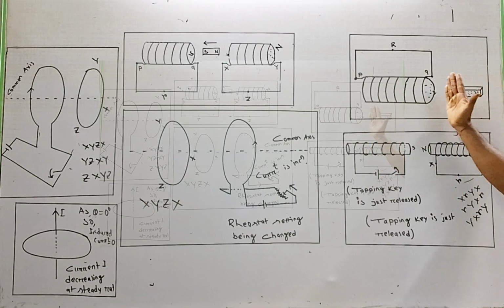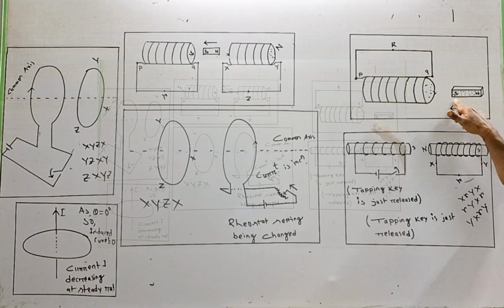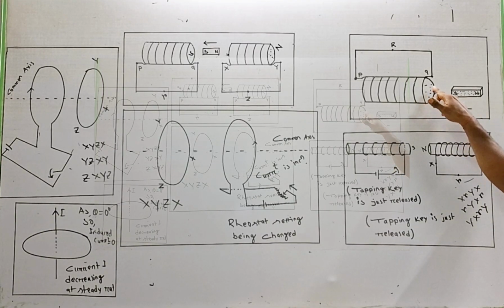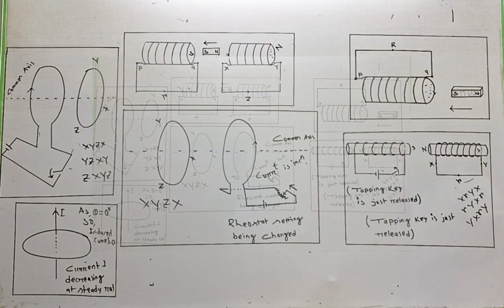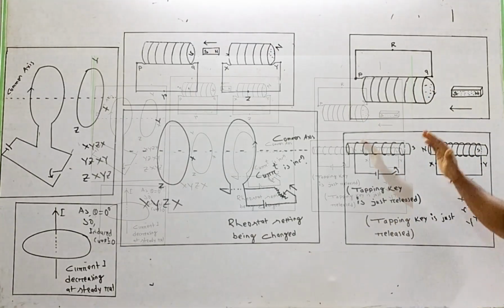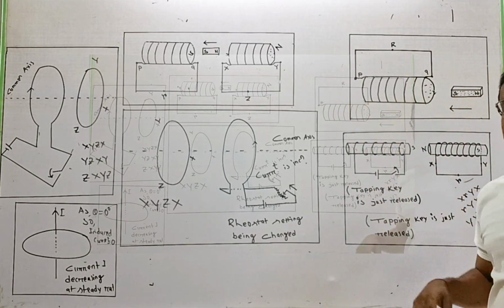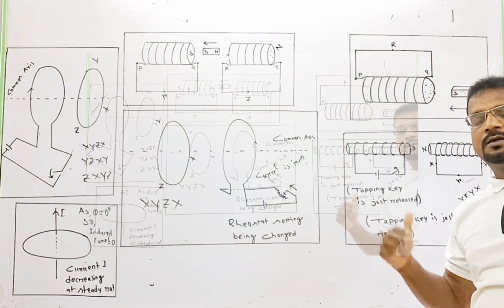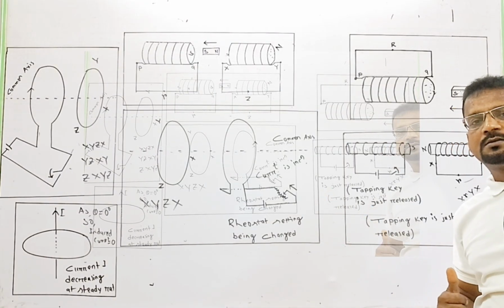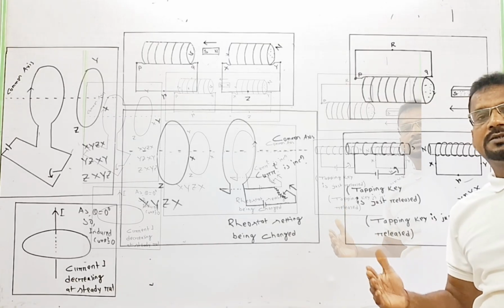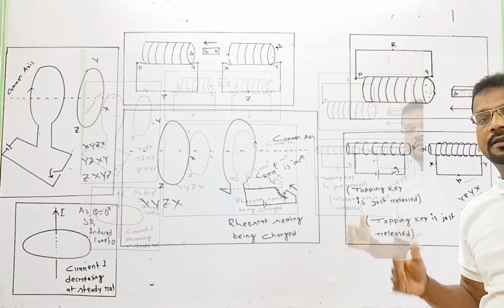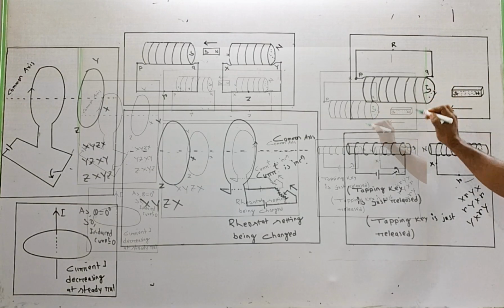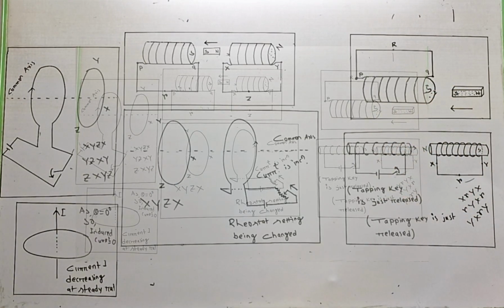As the magnet approaches the coil, it is the south pole of the magnet that approaches the coil. In that case, what will happen? The flux in the coil will increase. As the flux in the coil increases, the coil will try to decrease the flux. It means it will want to repel the magnet. For that, this side will be your south pole.